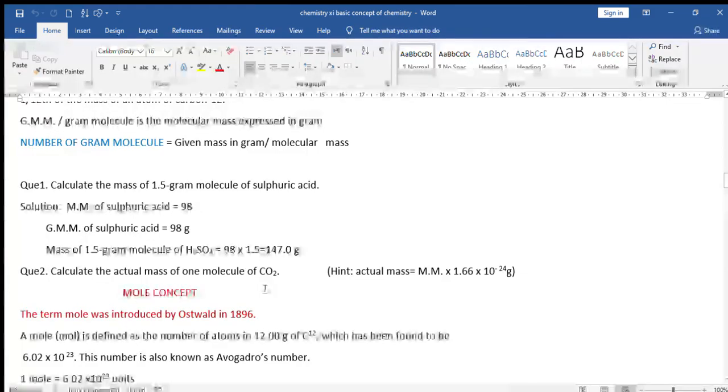If we calculate the molecular mass of carbon dioxide as 44, we can calculate the actual mass by multiplying the molecular mass by 1.66 into 10 to the power minus 24 gram.